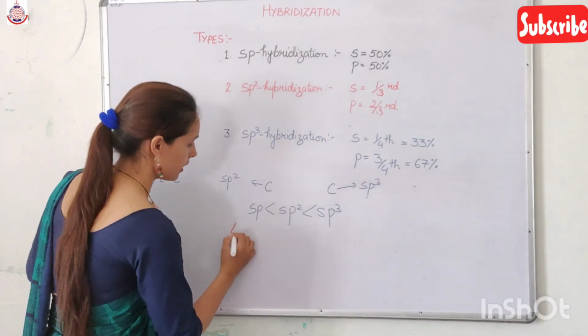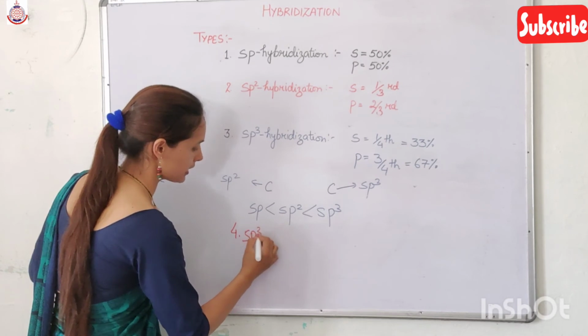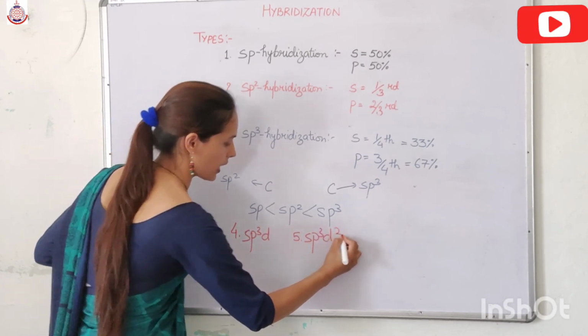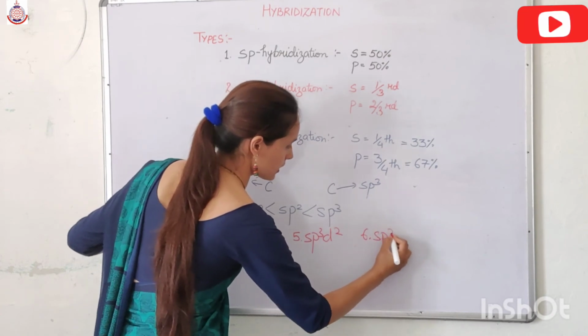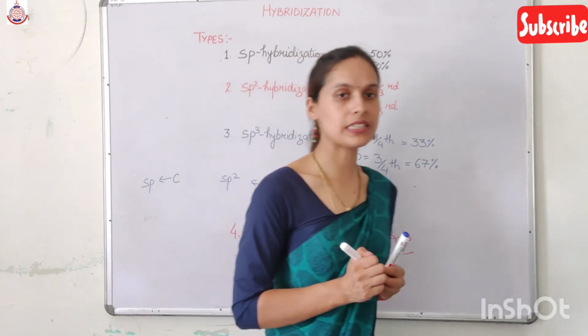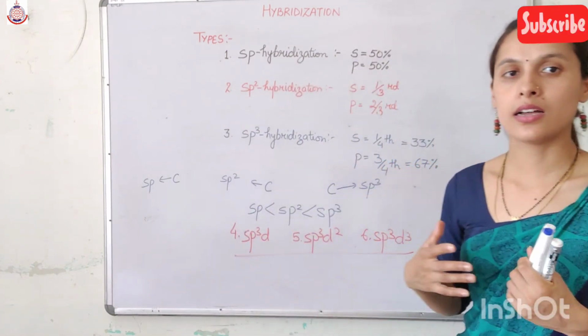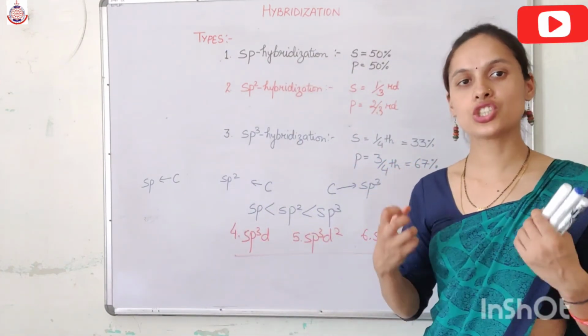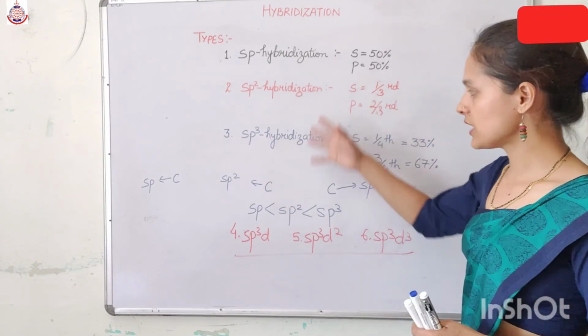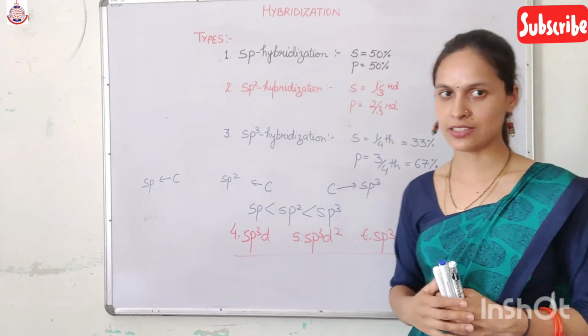These are sp3d, sp3d2, and sp3d3. These hybridizations we'll also study during the study of the shape of molecules. So these are the types of hybridization.